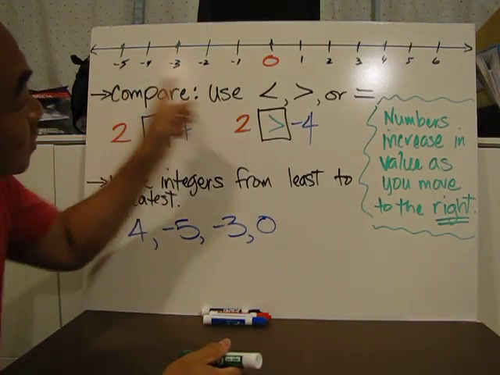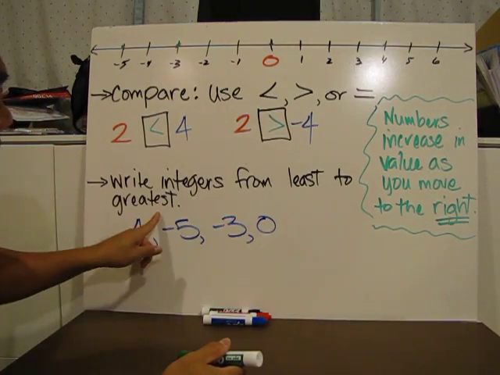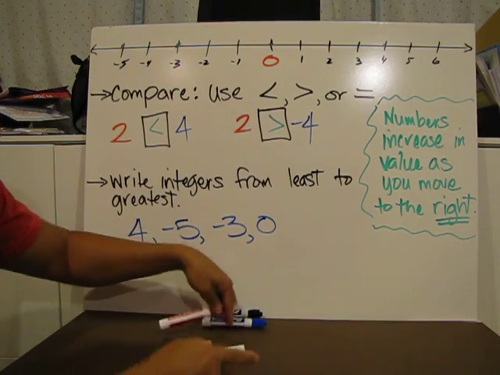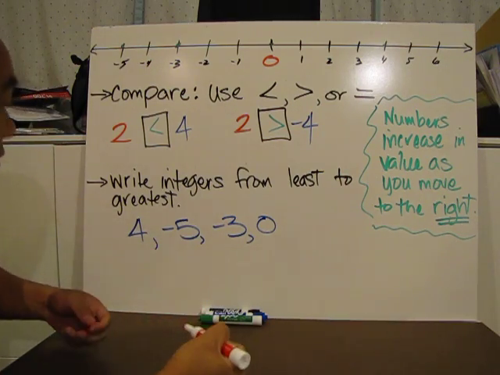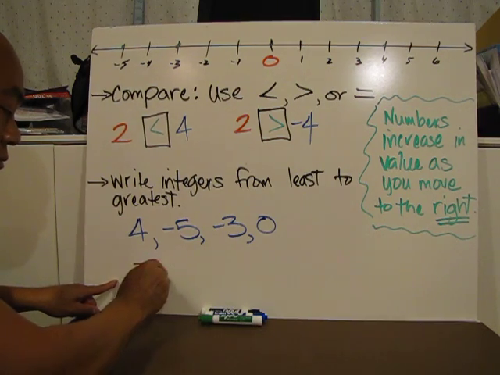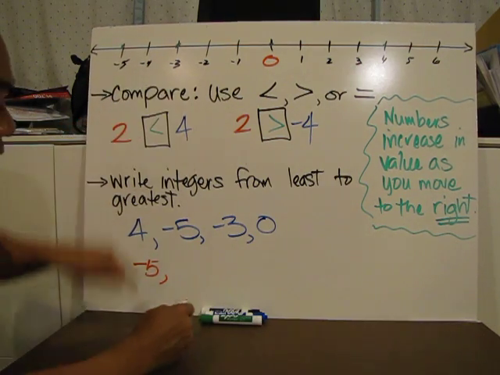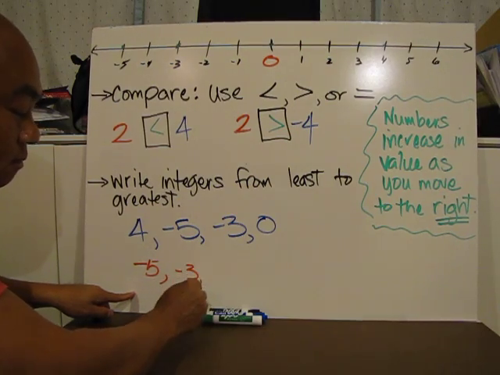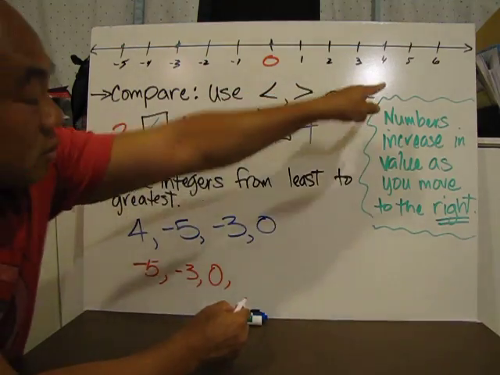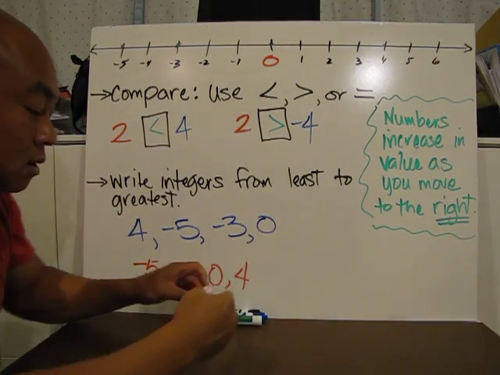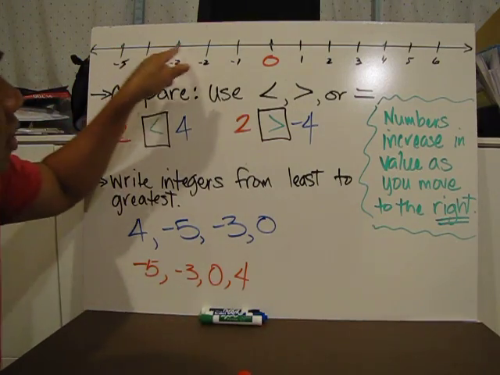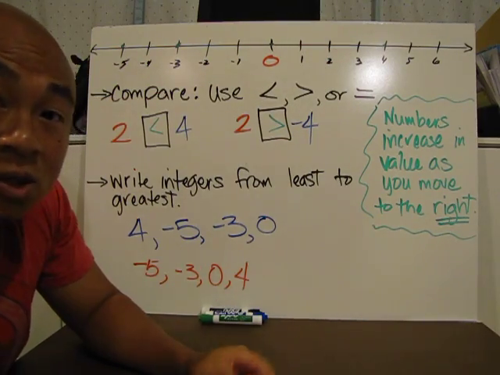Alright, let's just go down the line since we're going from least to greatest. So we start left to right, and let's write down the numbers from least to greatest order. Let's start off with -5. Our next number over, -3. Our next number over, 0. Our next number, 4. Now you don't have to draw that number line every single time. If you just draw it one time and put markings, maybe in different colors, you can use that as well.